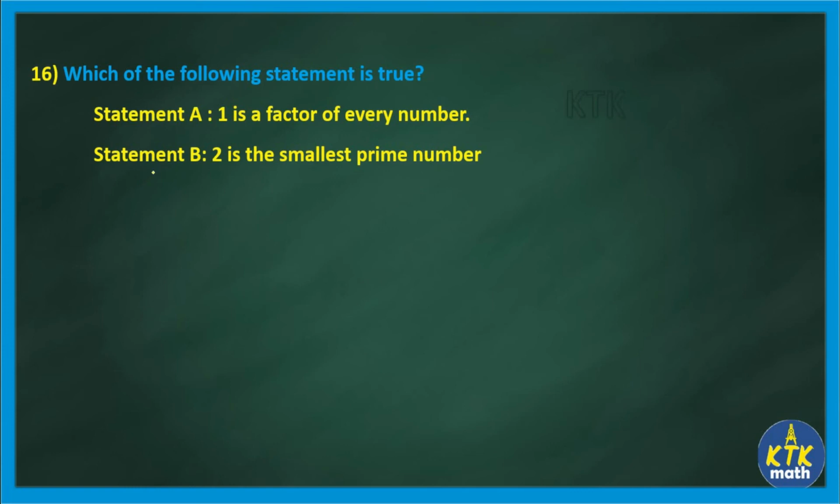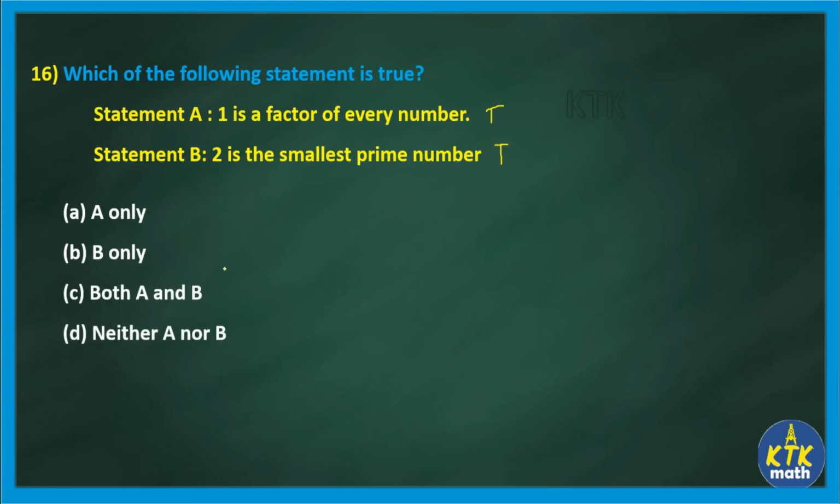Question number 16, which of the following statements is true? 1 is a factor of every number. 2 is the smallest prime number. So this is true, 2 is the smallest prime number. Yeah, that's also true. Now when you are checking the options, your option C is the right answer. Both A and B are true.